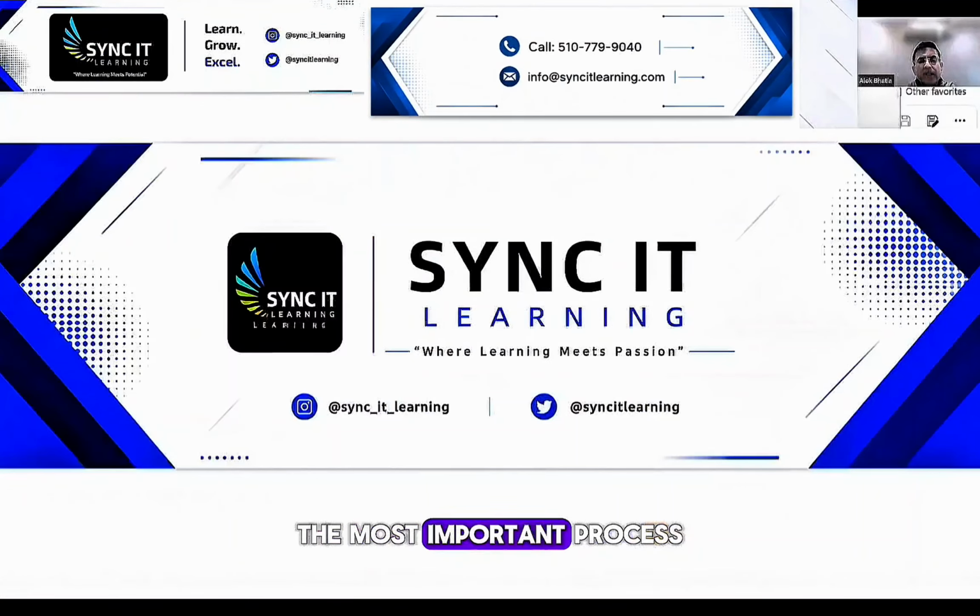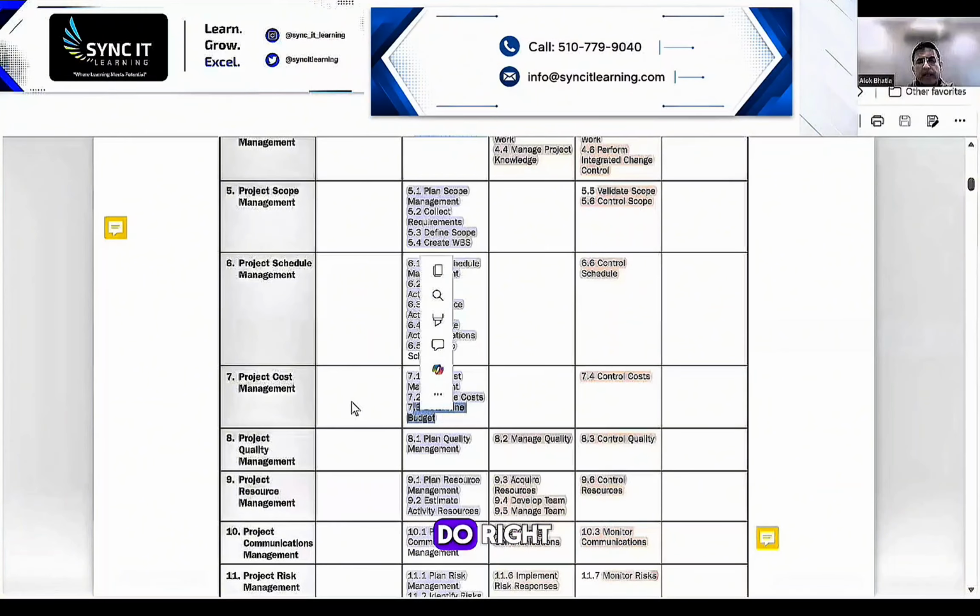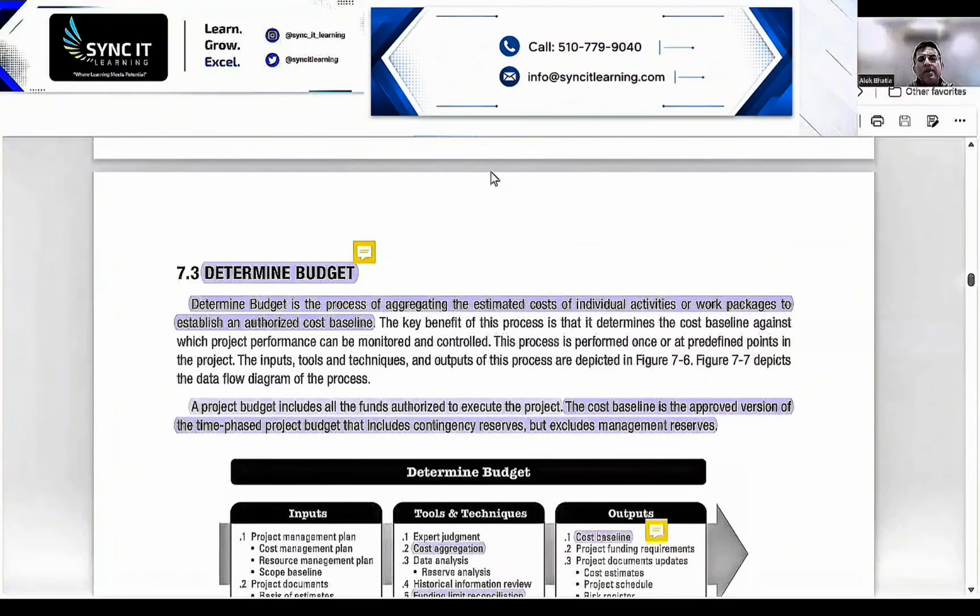The most important process in the cost management knowledge area is determine budget, right? That's what you are trying to do. That's your ultimate goal. As a PM, you have to figure out the scope, the schedule, and the budget. Page number 286, determine budget.